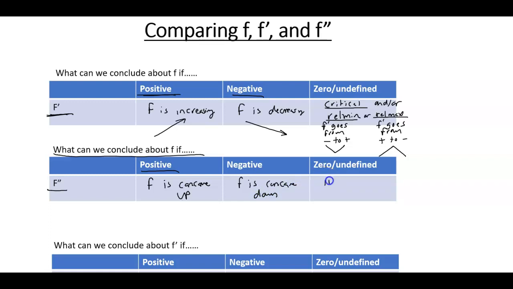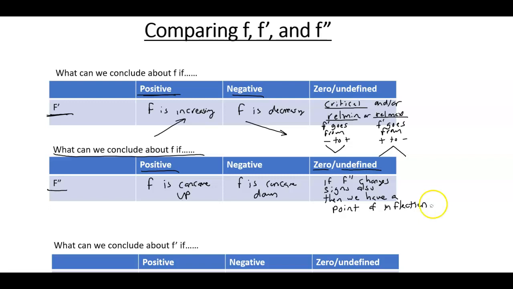And what can we conclude if f double prime is 0 or undefined? Well, f double prime also has to change signs, so it can't just be 0 or undefined, it has to change signs. And it doesn't matter if it's from positive to negative or negative to positive. But if it's 0 or undefined and it changes signs in either direction, then we have a point of inflection there. Okay, so there's another little fact for you.